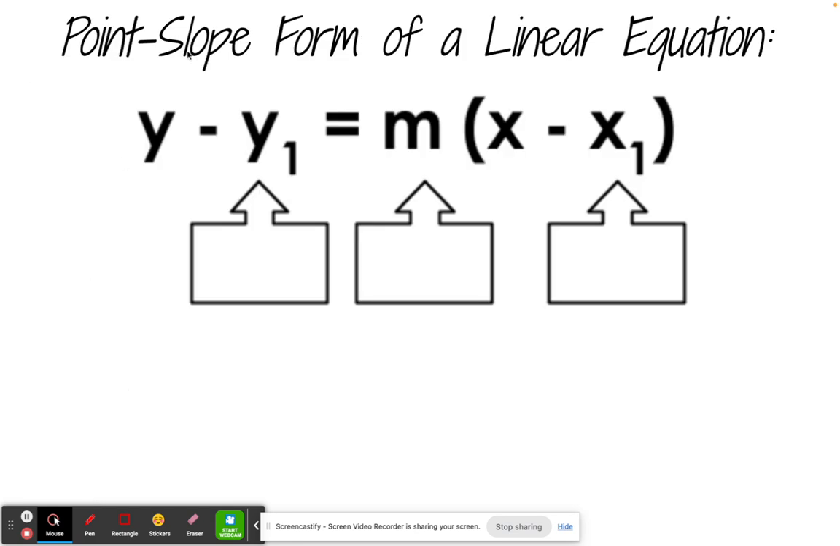Okay, this is what point slope form of a linear equation looks like. We have y minus y1 equals m times quantity x minus x1, where m is a slope, just like in slope-intercept form. Y1 and x1 are two coordinates from the line.